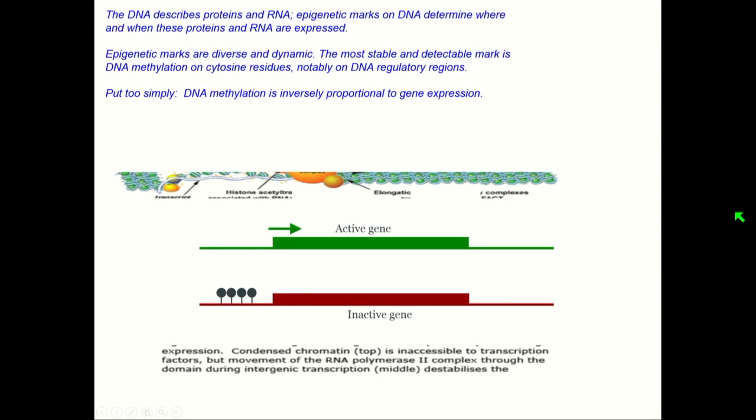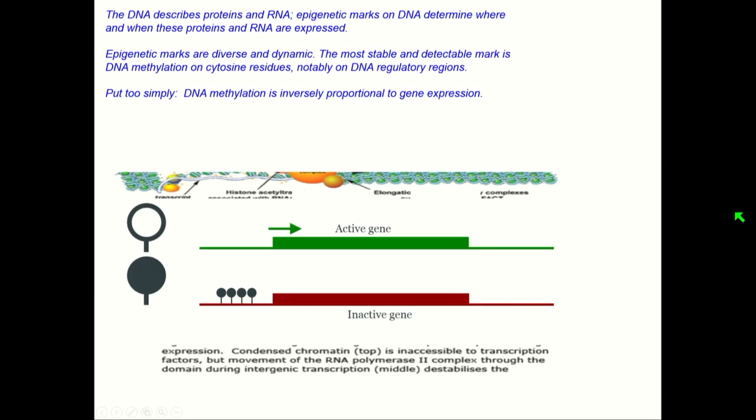I'm going to focus on DNA methylation, which is a durable and detectable epigenetic mark which is put on cytosines within CpG residues in DNA. This is relatively easy to identify, and it's durable to normal DNA preparation mechanisms, obviously. So basically, to put it much too simply, DNA methylation on the promoters of genes renders them less likely to be expressed. So DNA methylation is inversely proportional to gene expression.